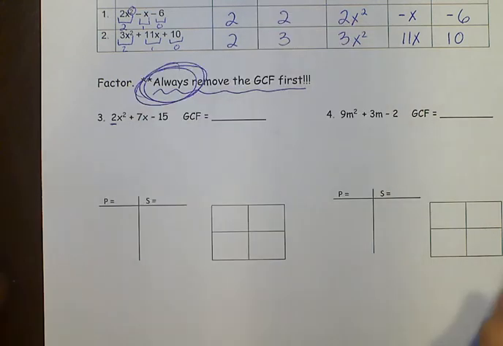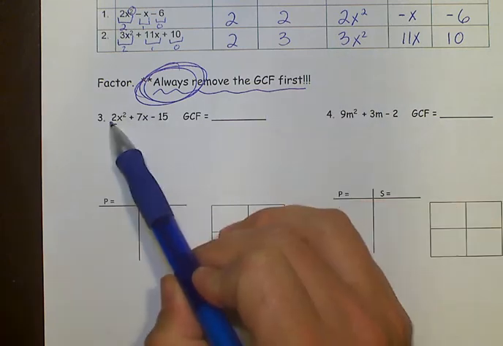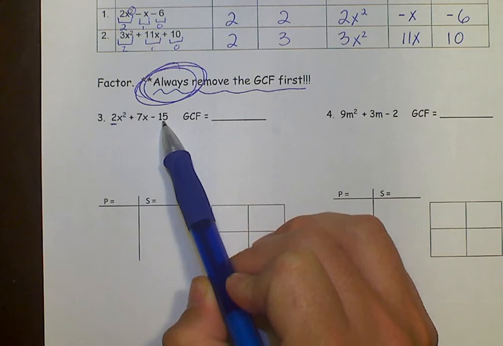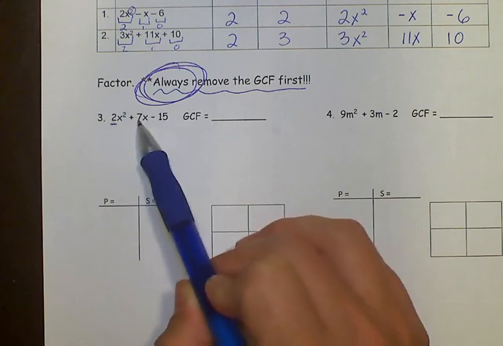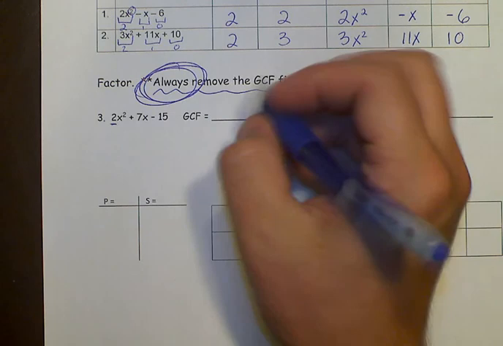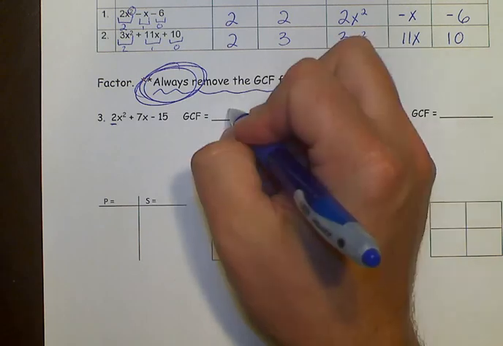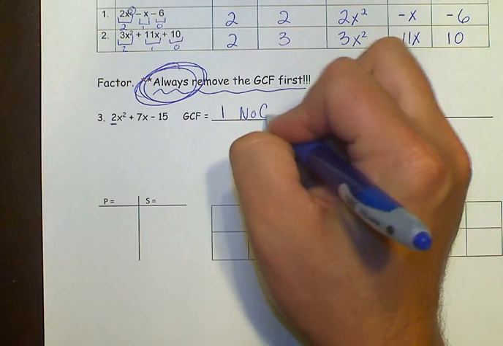So my first step is always remove the GCF first. So I have 2, 7, and negative 15. I know there's no GCF there because 7 is prime. Unless I can take a 7 out of these, I know I don't have a GCF. So the only GCF would really be 1, or I'm just going to say no GCF because I'm not going to take out a 1.